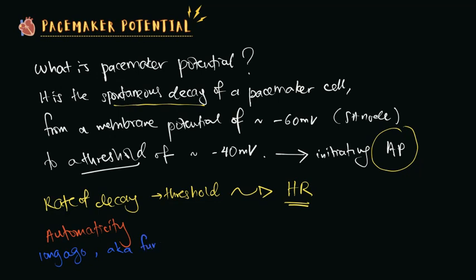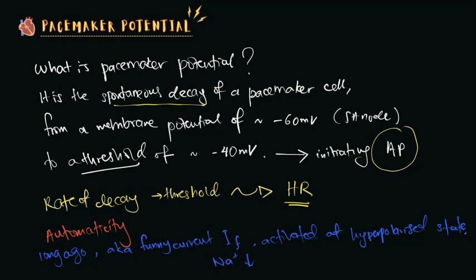Funny thing though, long ago, people thought of it as funny currents because, compared to other cells that are activated by depolarization, in this case it is activated by hyperpolarization, in a state where the cell membranes are more negative. And also, it is because of the spontaneous decay that happens from the imbalance of sodium going in more than the potassium leaving out of the cell.